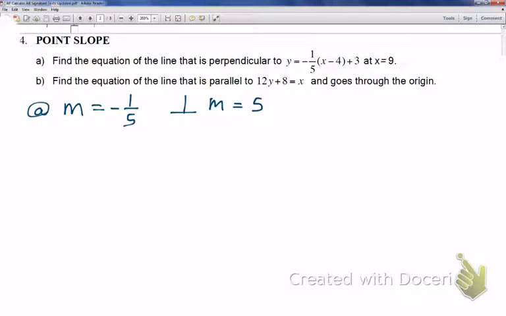So I know the x-coordinate of the point, it's x equals 9. How do I figure out the y-coordinate? I plug it in. So do me a favor and plug that in to this equation we're given, and find the y-coordinate for that point.